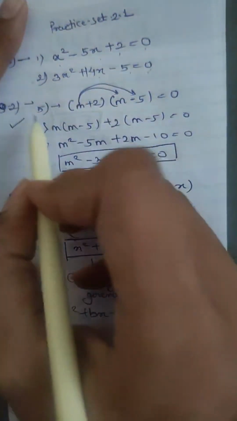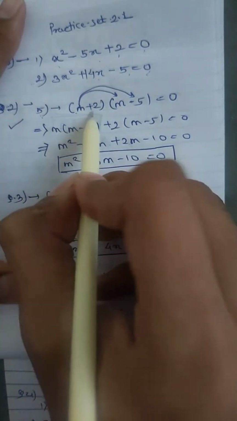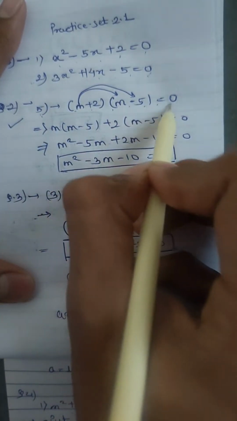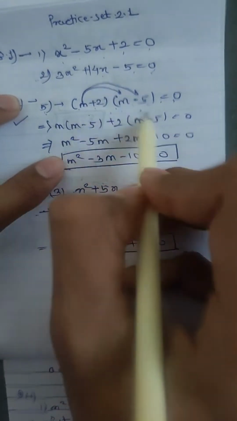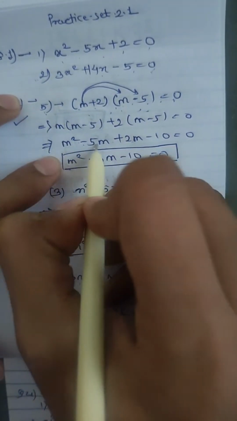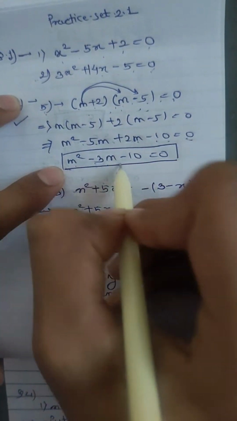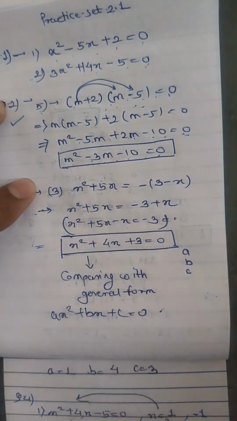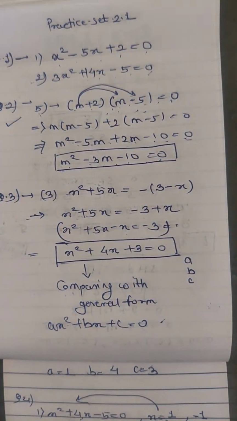So from that, question number 5, the problem which I have solved here, that is m plus 2 into m minus 5 is equal to 0. So just multiply m with m minus 5 and plus 2 with m minus 5. So it will be m square minus 5m plus 2m minus 10 equal to 0. So m square minus 3m minus 10 is equal to 0. Here is the quadratic equation which we get, and this is the quadratic equation we can say.